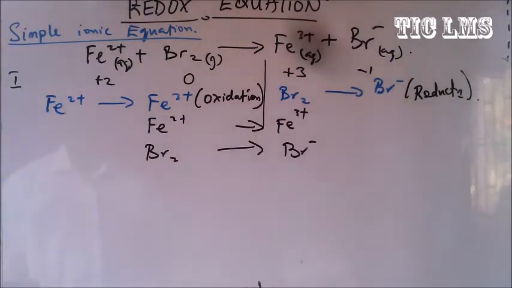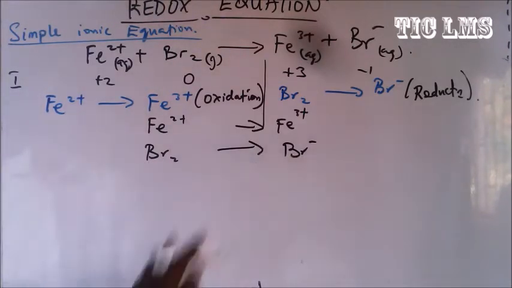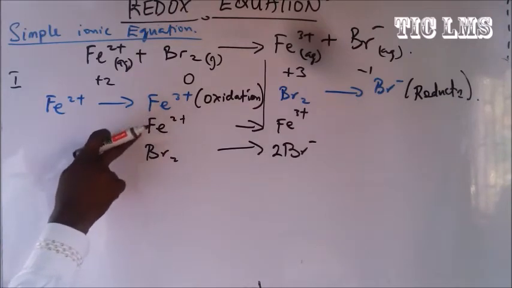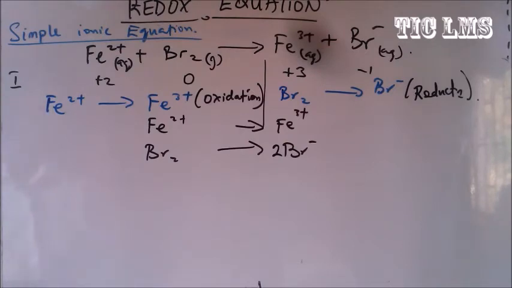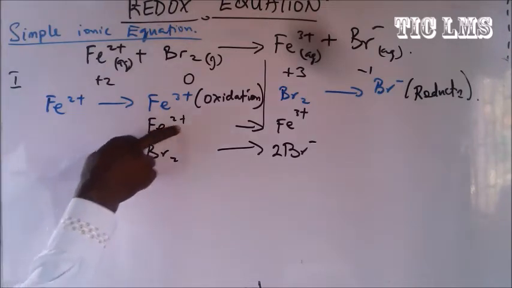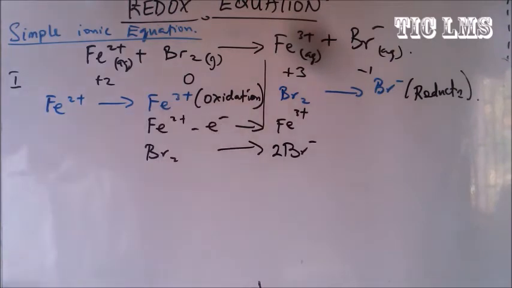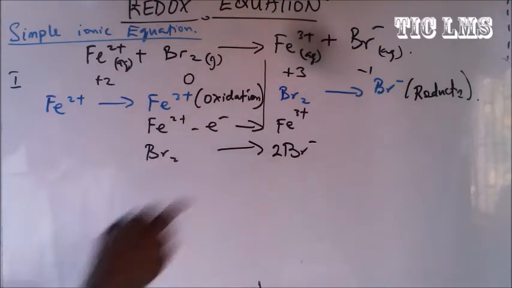First thing we need to do is to balance the atoms. We have 2 atoms of bromine here, and we have 1 atom here, and so we'll put 2 here. For iron, we have 1 atom of iron here, and we have 1 atom of iron here, so the iron is balanced. Next, we balance the electrons. Iron has lost 1 electron, so we have -e. For bromine here, it has gained 2 electrons. How? Because we have 2 atoms of bromine here, and we also have 2 atoms here.